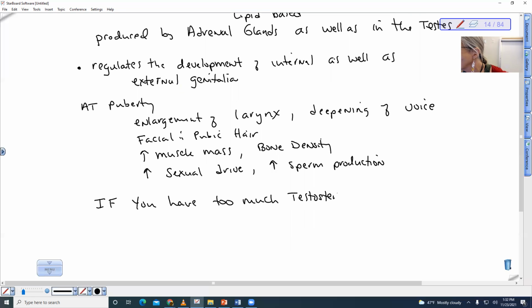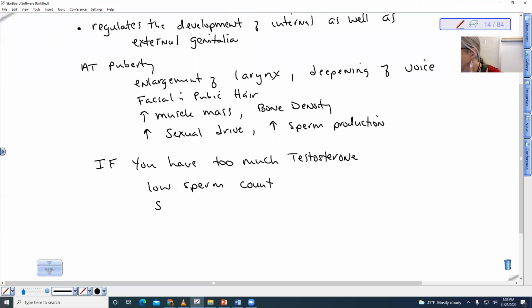So if you have too much testosterone, this can lead to low sperm count. It can build bigger muscles, but it also causes shrinking of the testicles and perhaps impotence. Impotence would be not being able to have the male sexual response. It can also damage your liver and cause all kinds of other problems.